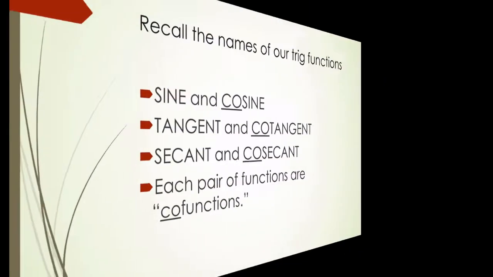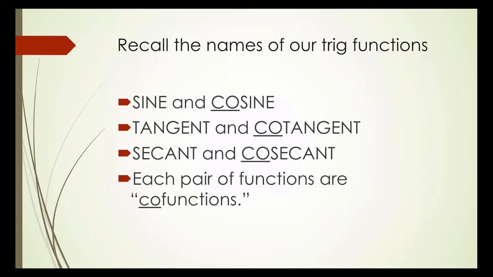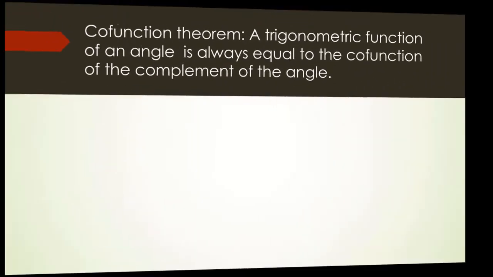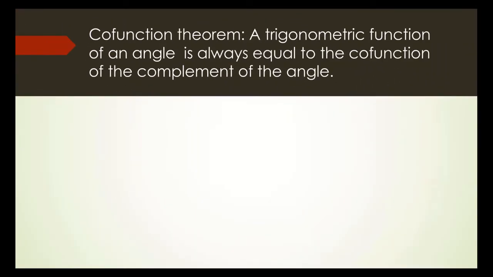Let's go. In trigonometry, there are 6 functions. We've learned sine and cosine, tangent and cotangent, secant and cosecant. And you see this "co" word, and each pair above are cofunctions. The cofunction theorem that's stated in your book says: a trigonometric function of an angle is always equal to the function of the complement of the angle.